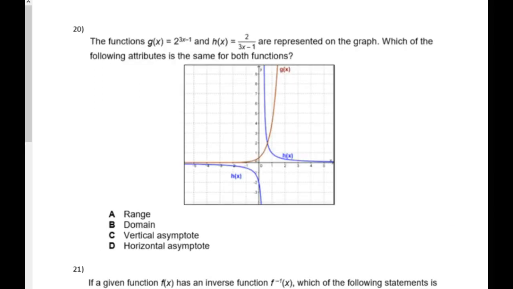All right, next one, number 20 of 33. Geez. Which of the following is the same for both functions? The only thing they have in common, which we'll do in green, is this right here. This horizontal asymptote. They both don't touch y equals 0. So that horizontal asymptote is the same.